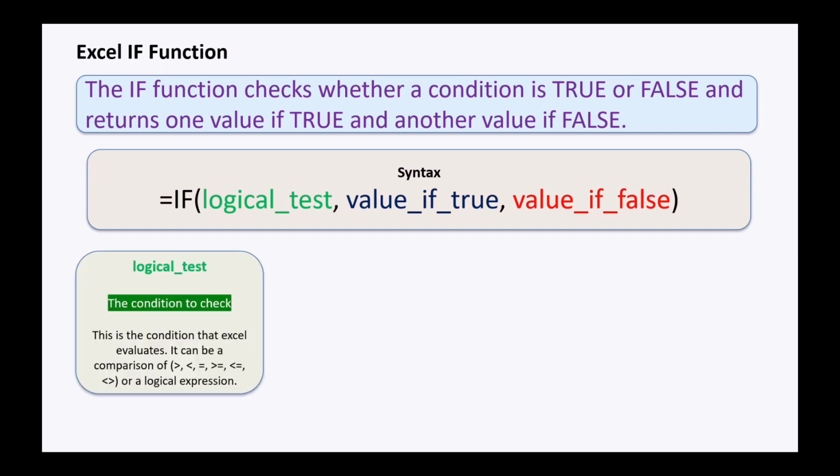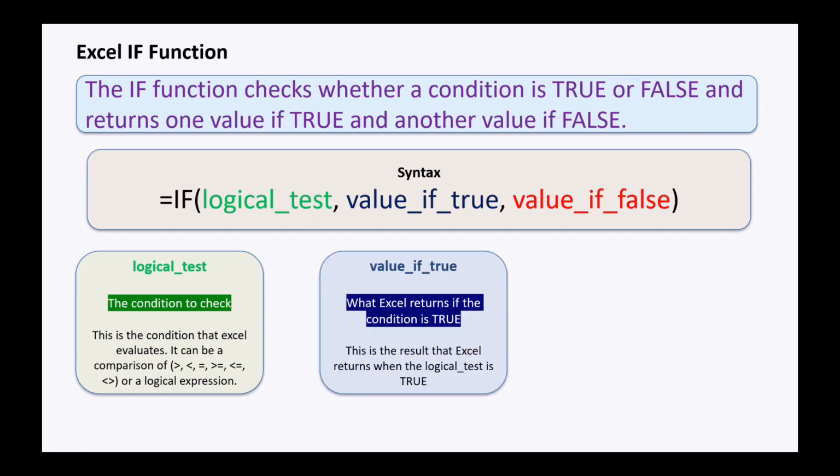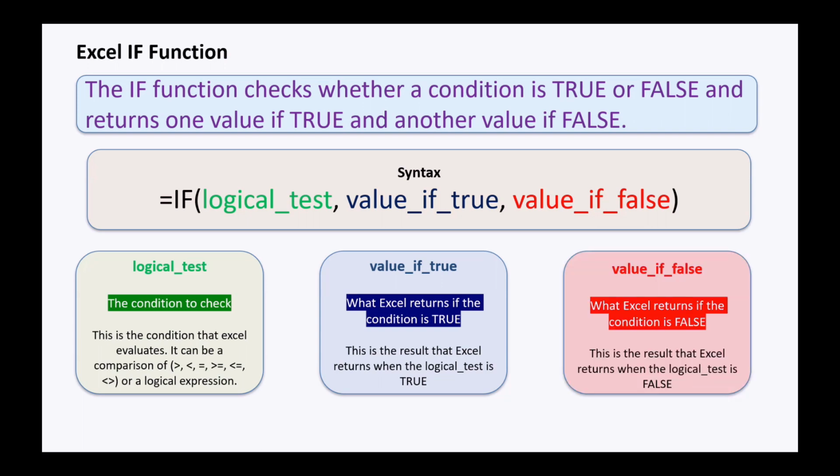In the first, the logical test, Excel checks the condition and evaluates the logical expression, and the logical expressions can be greater than, less than, equal to, greater than or equal to, less than or equal to, or not equal to. In the second segment, value if true, this is the result that Excel returns when the logical test is true. And in the third, value if false, this is the result that Excel returns when the logical test is false.